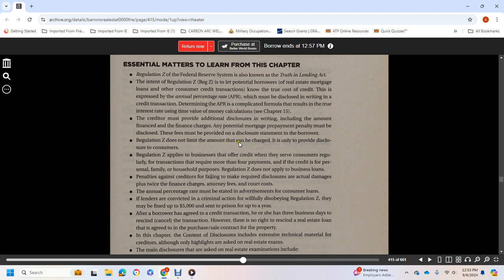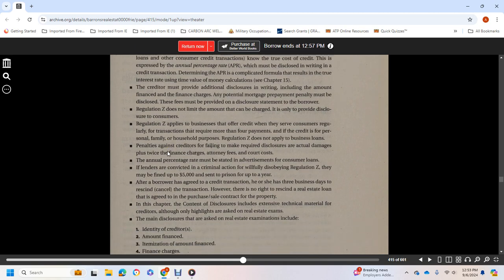Regulation Z does not limit the amount that can be charged, only that the disclosure be provided to the consumer. Regulation Z applies to businesses that regularly extend credit to consumers. The transaction requires more than 4 payments after the credit, for personal, family, or household purposes. Regulation Z does not apply to business loans.